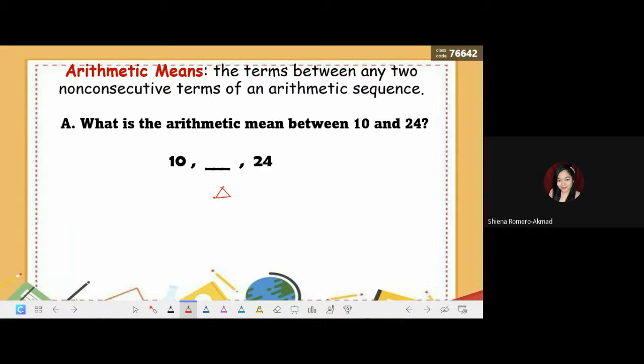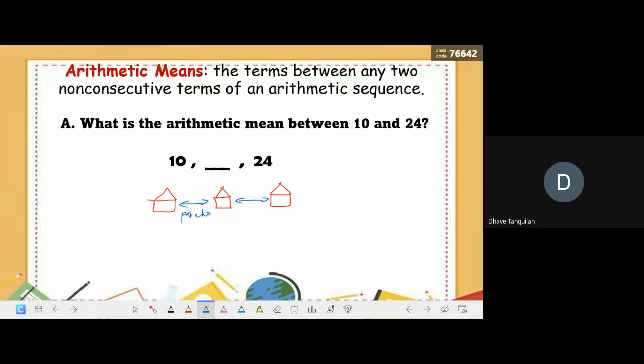Kunwari may bahay ka, no? Tapos yung bahay mo nasa pagitan ng dalawang bahay. Paano mo masasabing nasa gitna ka? Di ba? Pag nasa gitna ka, ano yung distansya? Dapat pareho. Right? Di ba ganun? Ayan, sabi ni Dave 17. Dave, bakit 17? How did you get 17?